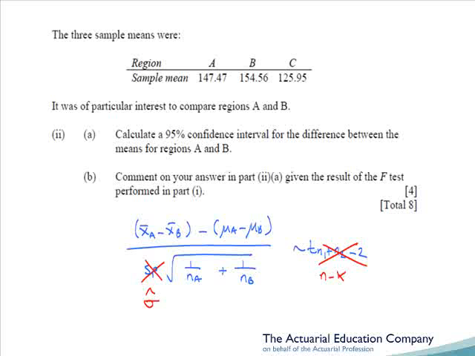Part 2b is the classic comment, where we've done an analysis of variance test, and a test between 2 of the means, and in one of them we found no significant difference, and in the other we have, and we're going to have to explain that dichotomy. It's been asked a number of times now, so well-prepared candidates will be able to wheel out a standard response.